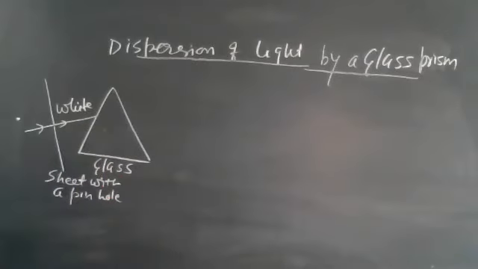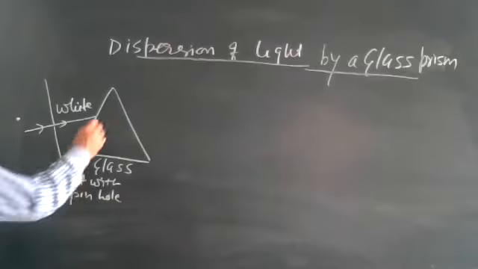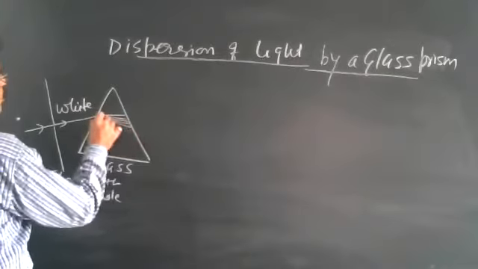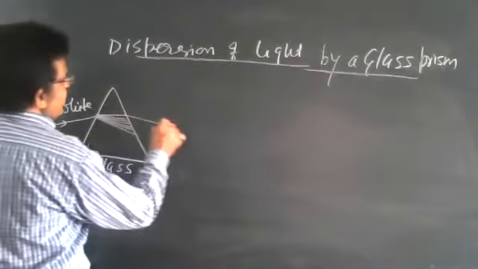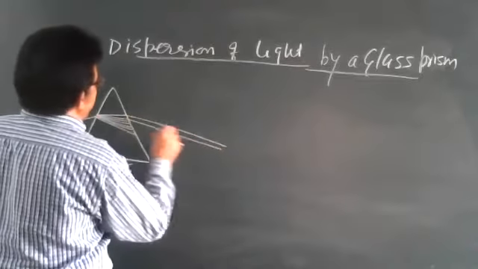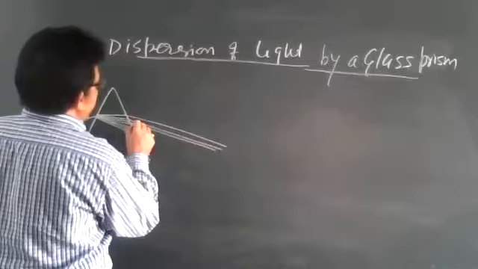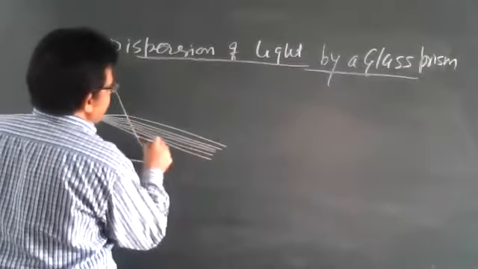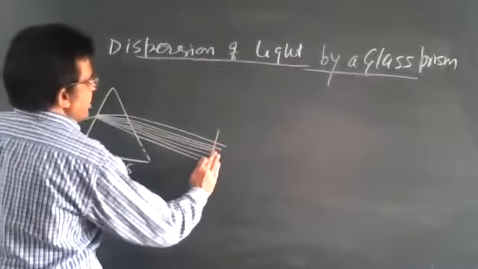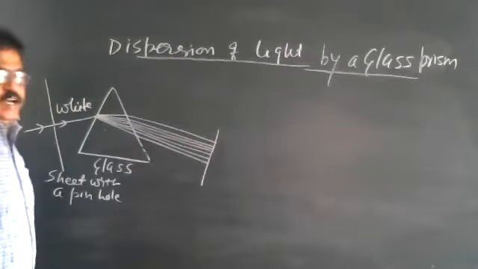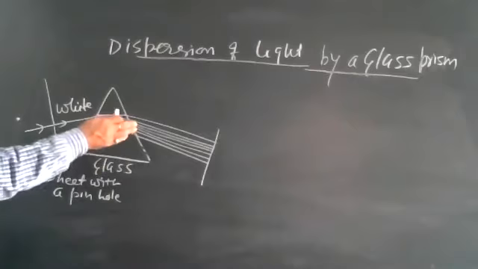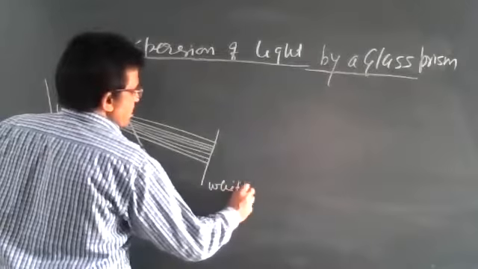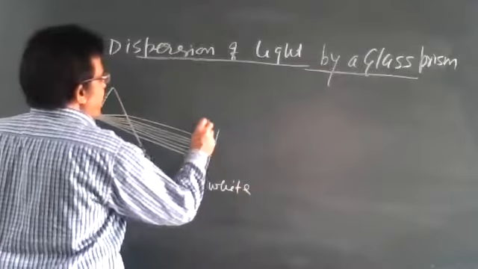Then what do I observe here? We observe 7 different colors like this on a screen. Here 4, 5, 6 and 7. Here is the screen. See that? So we are getting 7 different colors on a white screen from violet to red.